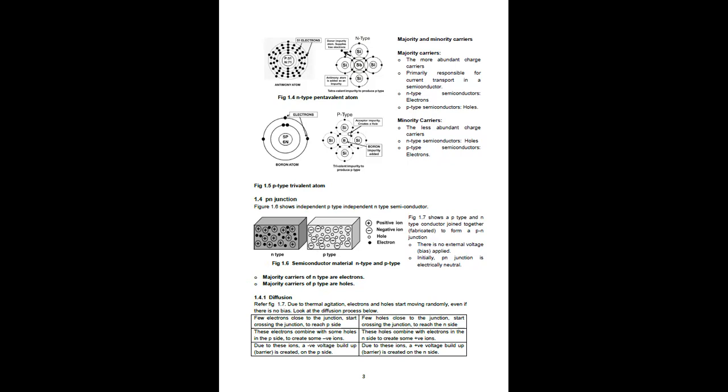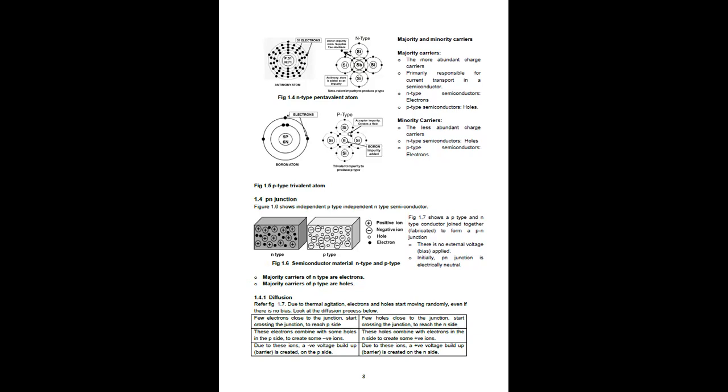So a few electrons close to the junction start crossing the junction to reach the p side, while a few holes close to the junction start crossing the junction to reach the n side. These electrons combine with some holes in the p side to create some negative ions, while the holes combine with the electrons in the n side to create some positive ions. Due to these ions, a negative voltage builds up.